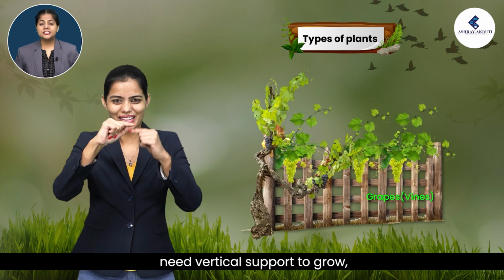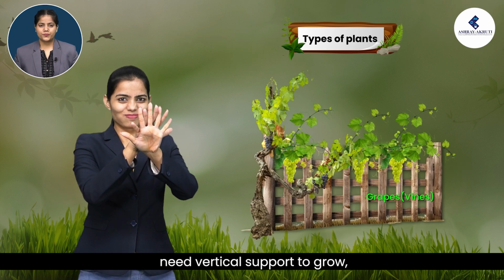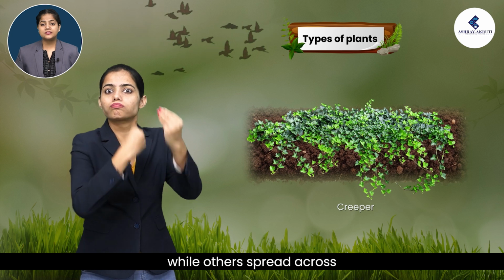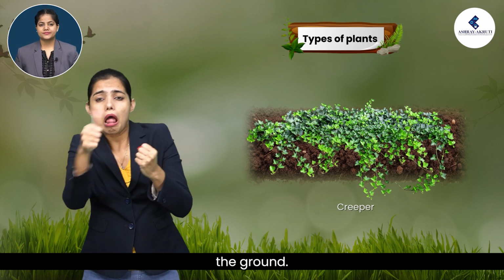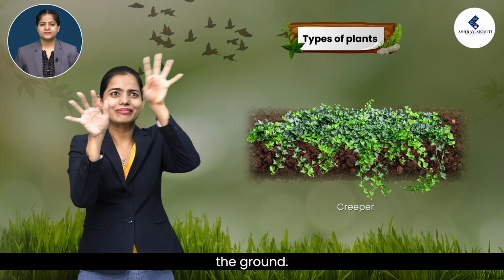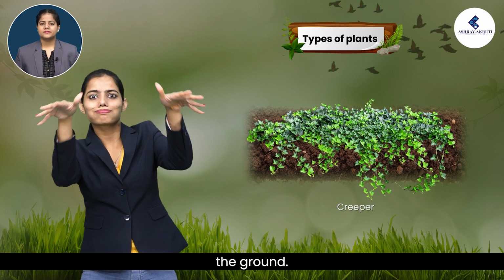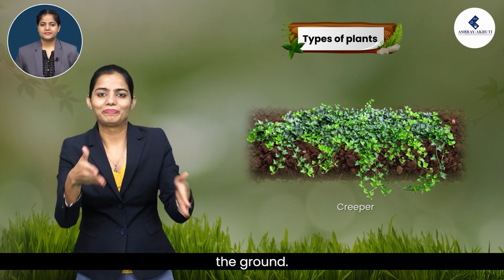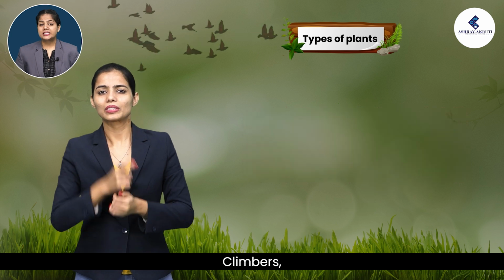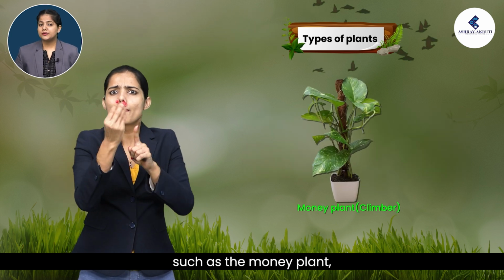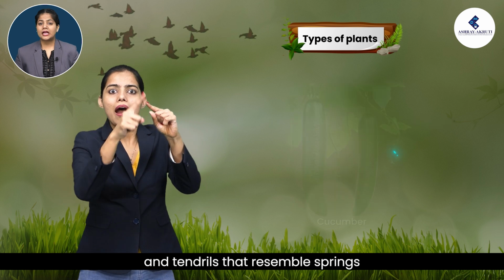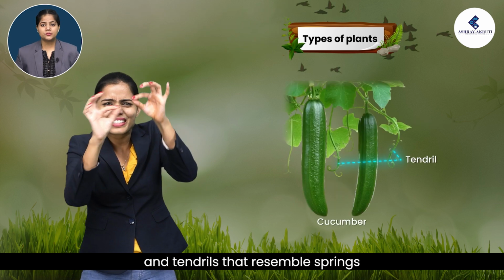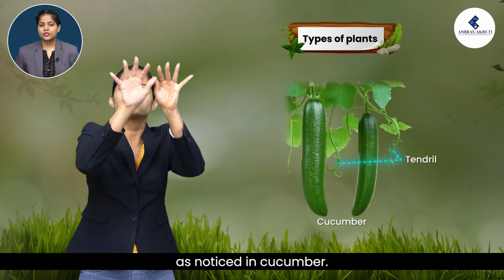Some vines need vertical support to grow, while others spread across the ground. Climbers, such as the money plant, have aerial roots and tendrils that resemble springs, as noticed in cucumber.